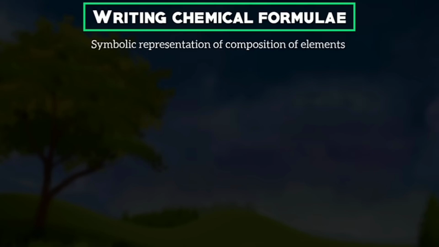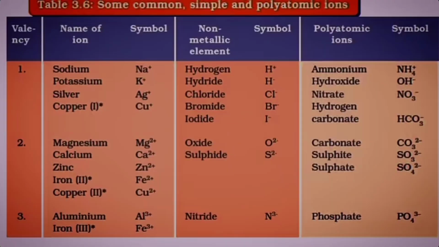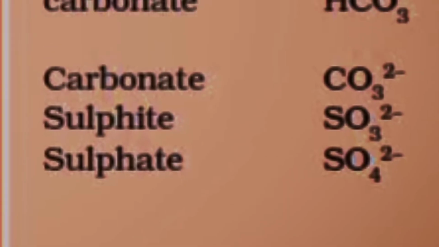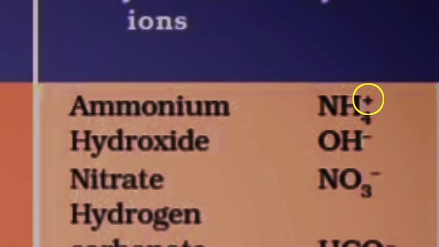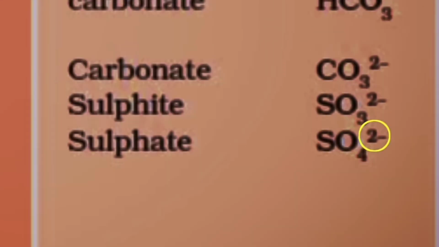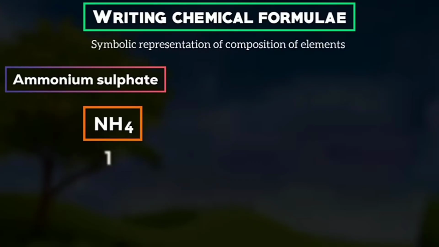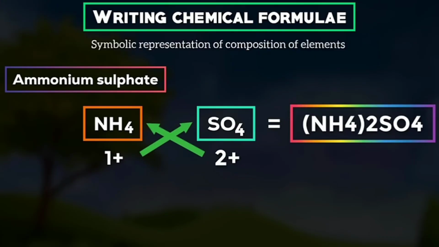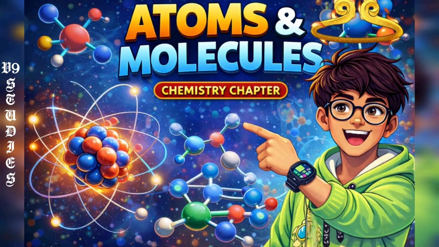Consider another example, ammonium sulfate. We write ammonium as NH4. Sulfate is written as SO4. Ammonium has a positive charge of 1, and sulfate has a negative charge of 2. I hope you've memorized this table. Now, if we simply crisscross their charges, we get the compound (NH4)2SO4, which means ammonium sulfate. Solve all these questions similarly.